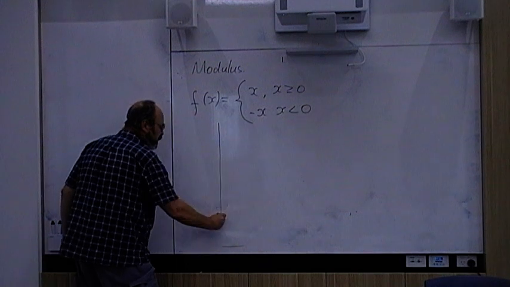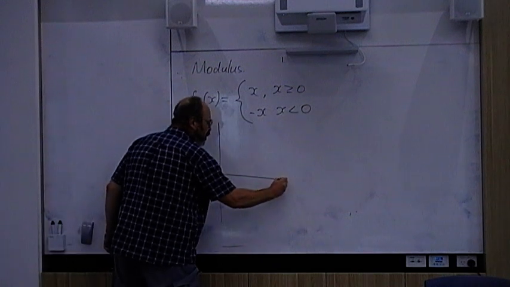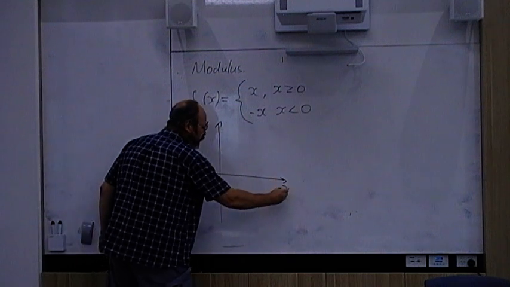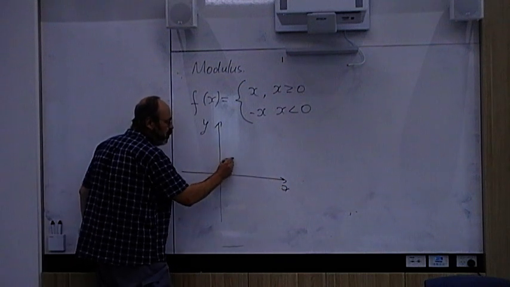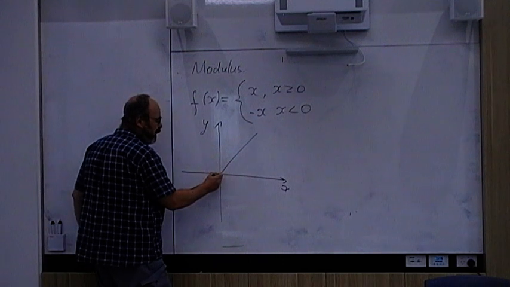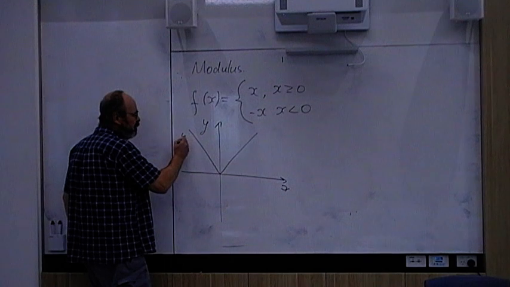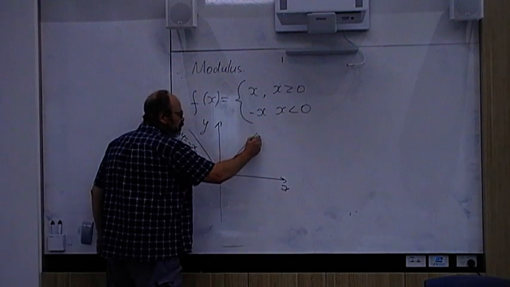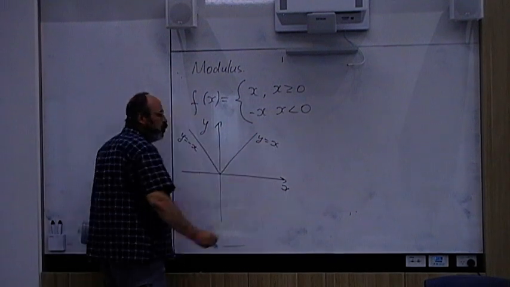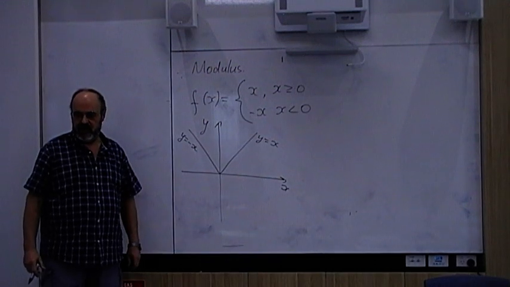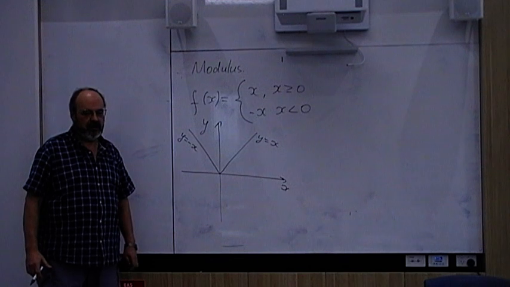So if we sketch the graph of this function, for positive values of x, it is exactly as y equals x. For negative, it's exactly as y equals negative x. So modulus is always positive. This is a graph of the modulus function. This is a definition of what is modulus.